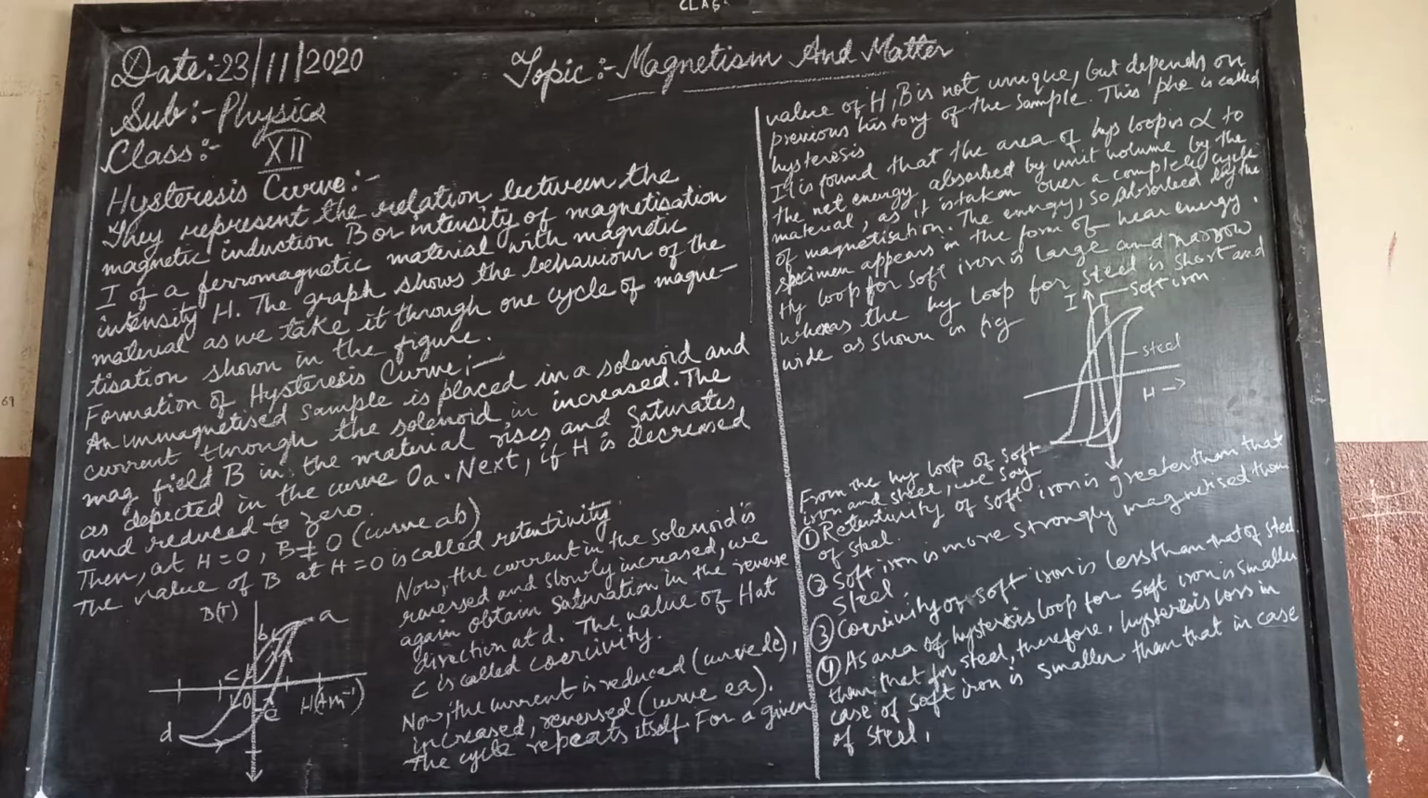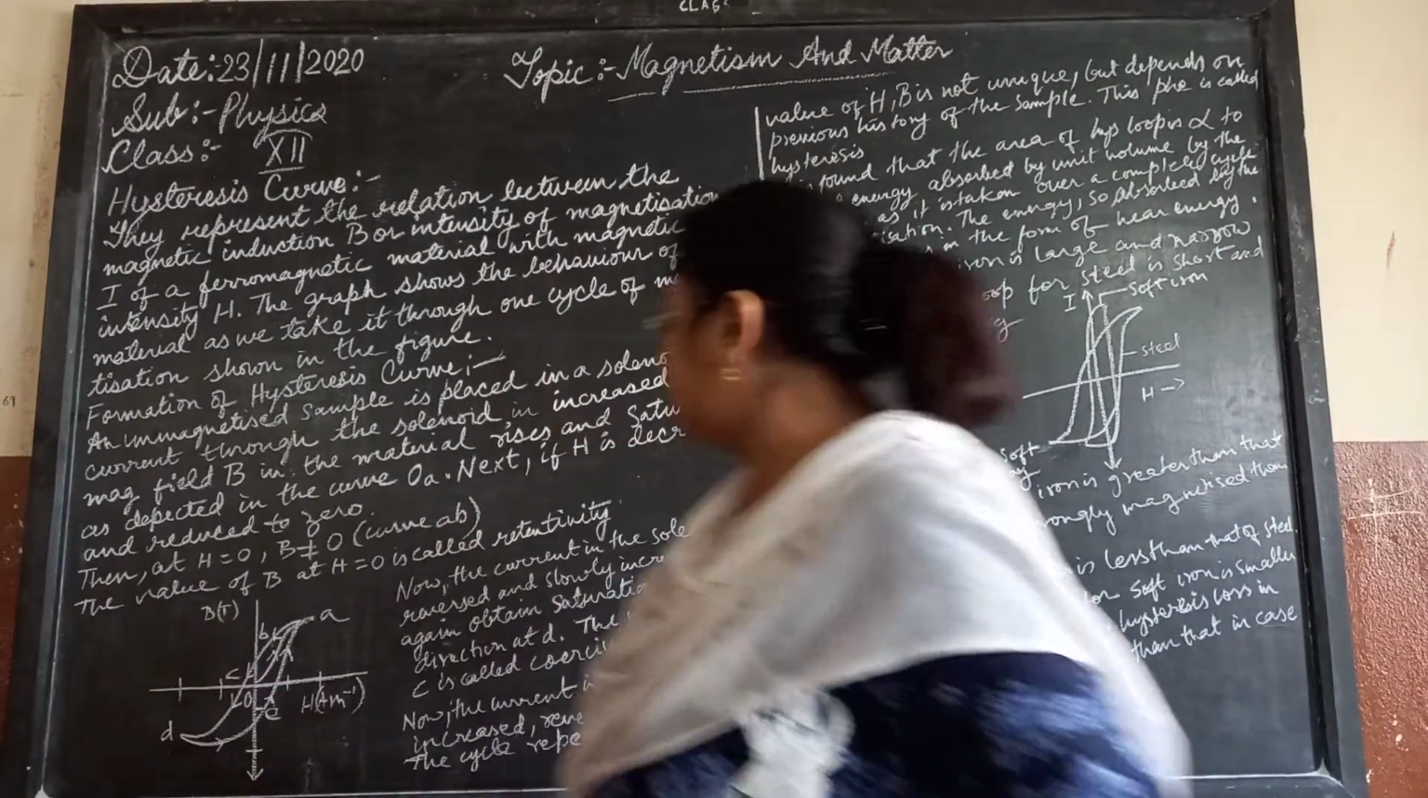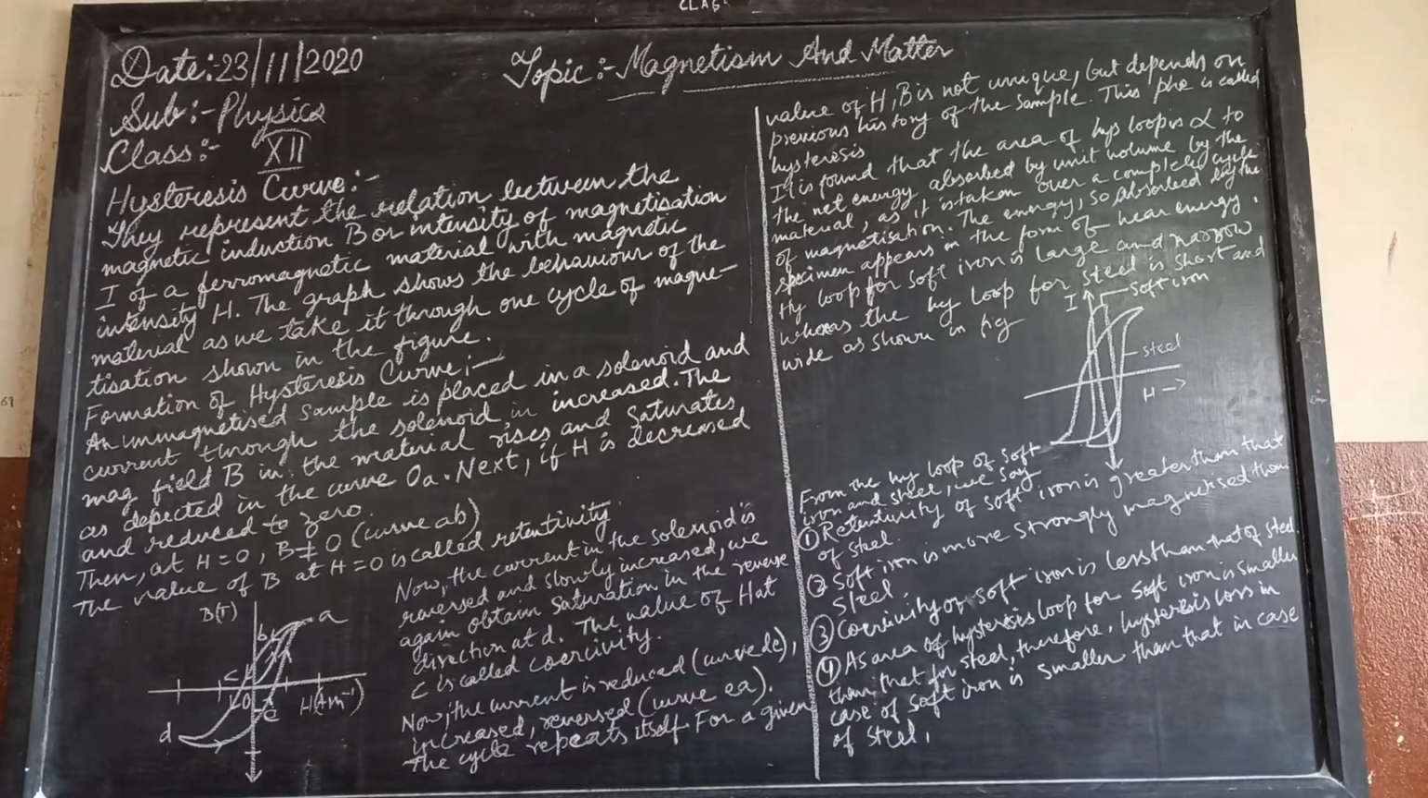Now the current in the solenoid is reversed and slowly increased. The saturation in the reverse direction is at D, so B will be decreasing along the way. The value of H at C is called the coercivity. So H at C is equal to the coercivity.